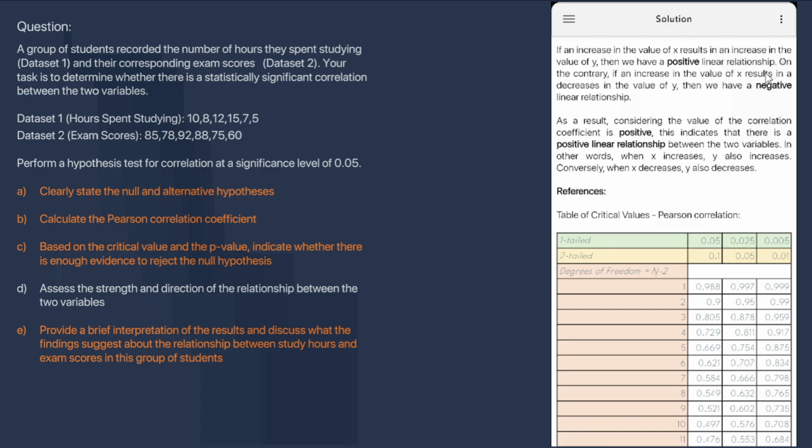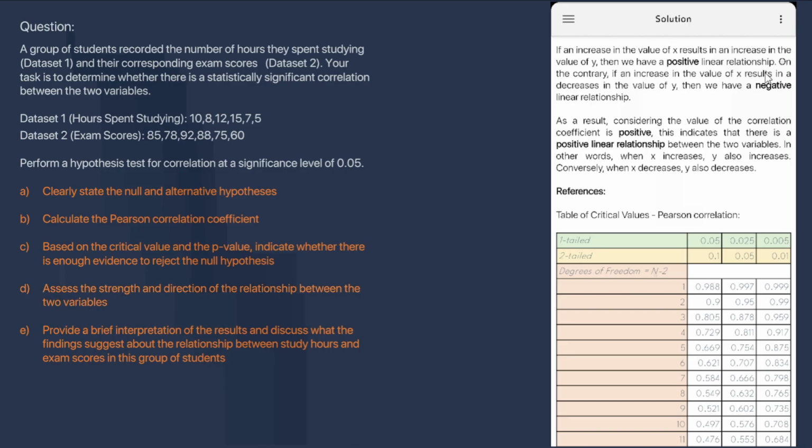As a result, considering the value of the correlation coefficient is positive 0.8745, this indicates that there is a positive linear relationship between the two variables. In other words, when the number of hours spent studying increases, the corresponding exam score also increases. Conversely, when the number of hours spent studying decreases, the corresponding exam scores also decrease. We have already assessed the strength and direction of the relationship between the two variables. Combining the results of significance, strength, and direction of the relationship, there is a significantly strong, positive, linear relationship between the number of hours spent studying and exam scores. And that concludes this solution.